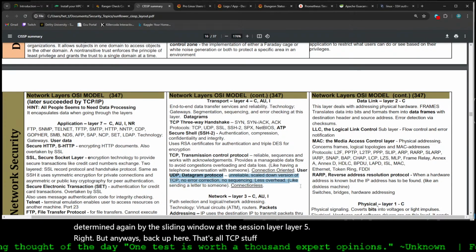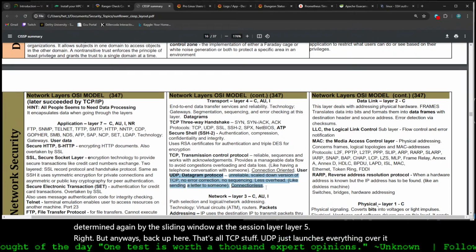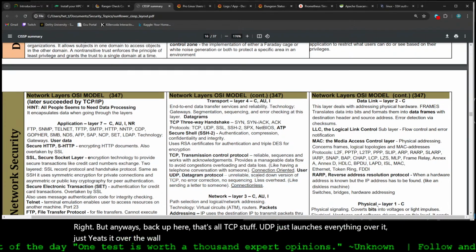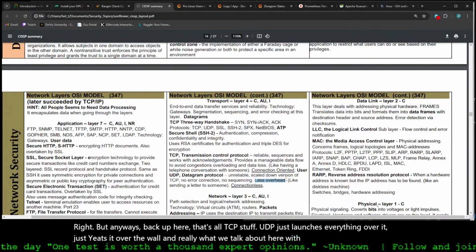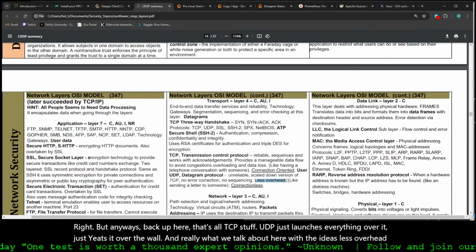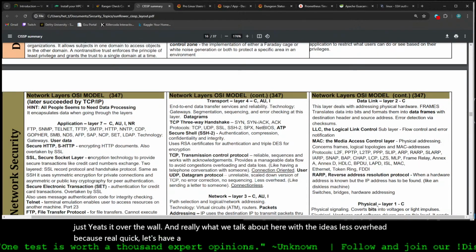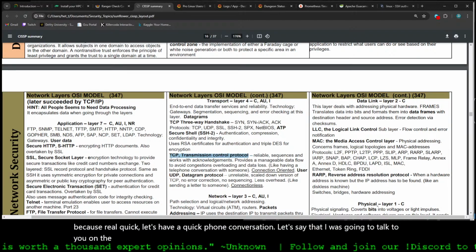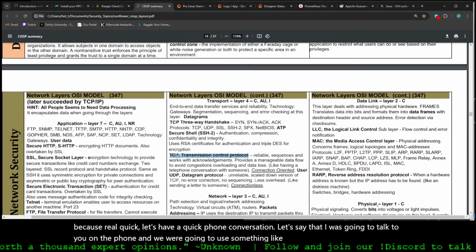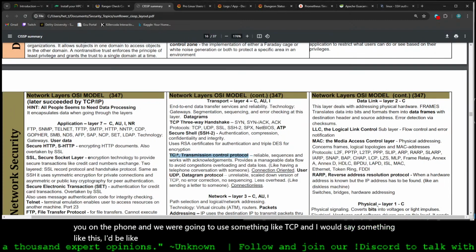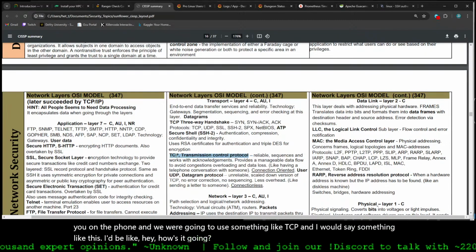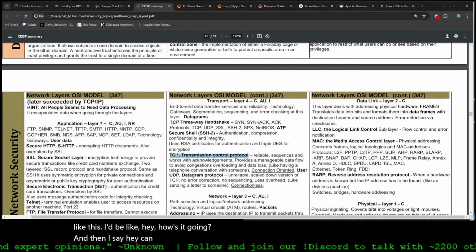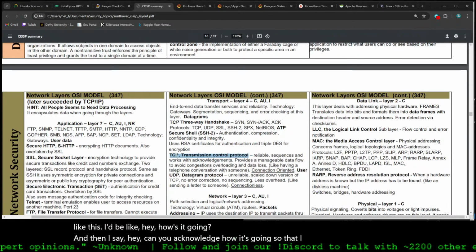UDP just launches everything over. It just yeets it over the wall. And really, what we talk about here with the idea is less overhead. Because, real quick, let's have a quick phone conversation. Let's say that I was going to talk to you on the phone, and we were going to use something like TCP, and I would say something like this. I'd be like, hey, how's it going? And then I say, hey, can you acknowledge how it's going so that I can continue? Can you acknowledge that I just said?